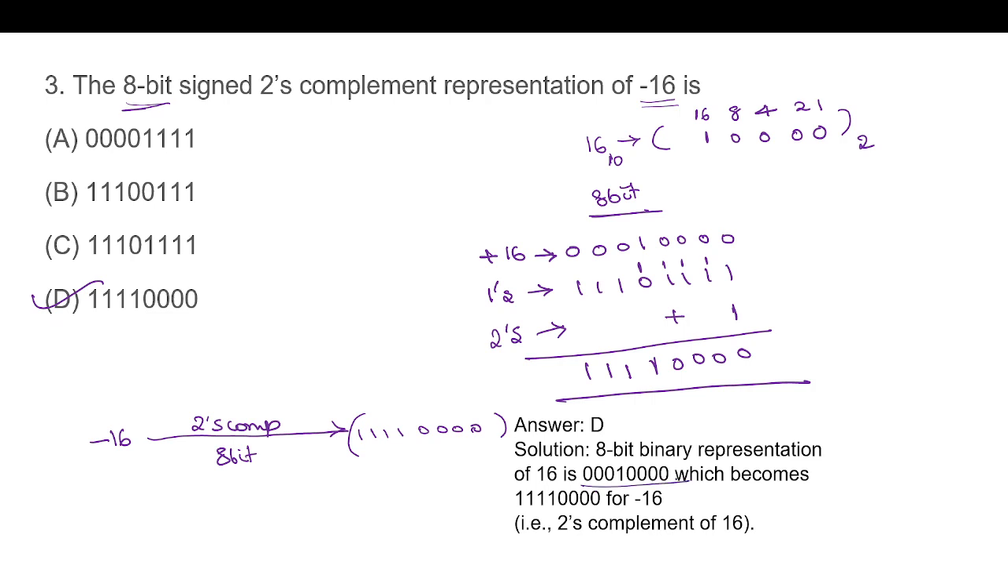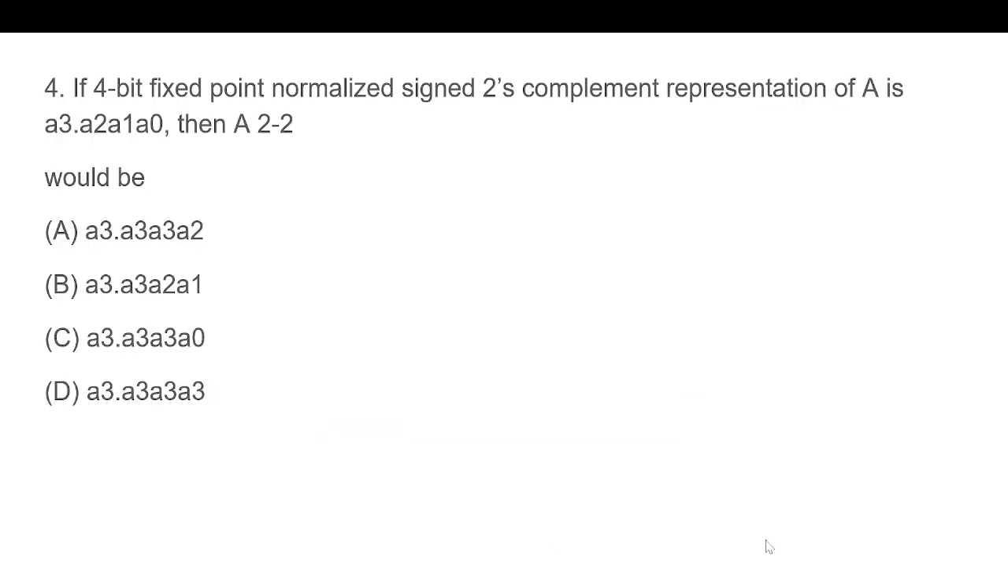So this is the plus 16, which becomes the 2's complement representation. Then the next value: the 4-bit fixed point normalized signed 2's complement representation of A is, so this is fixed point A3, A2, A1, A0. I think the subscript is missing here. A into 2 to the power 0, A into 2 to the power minus 2.